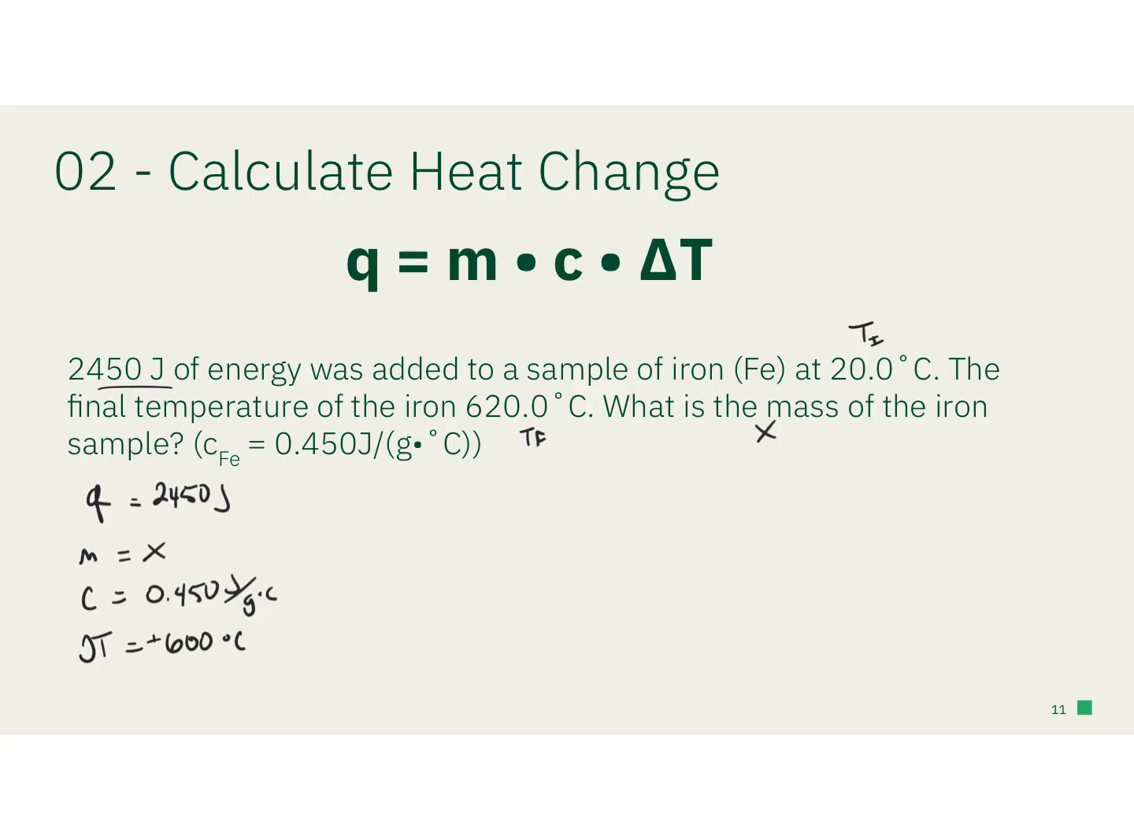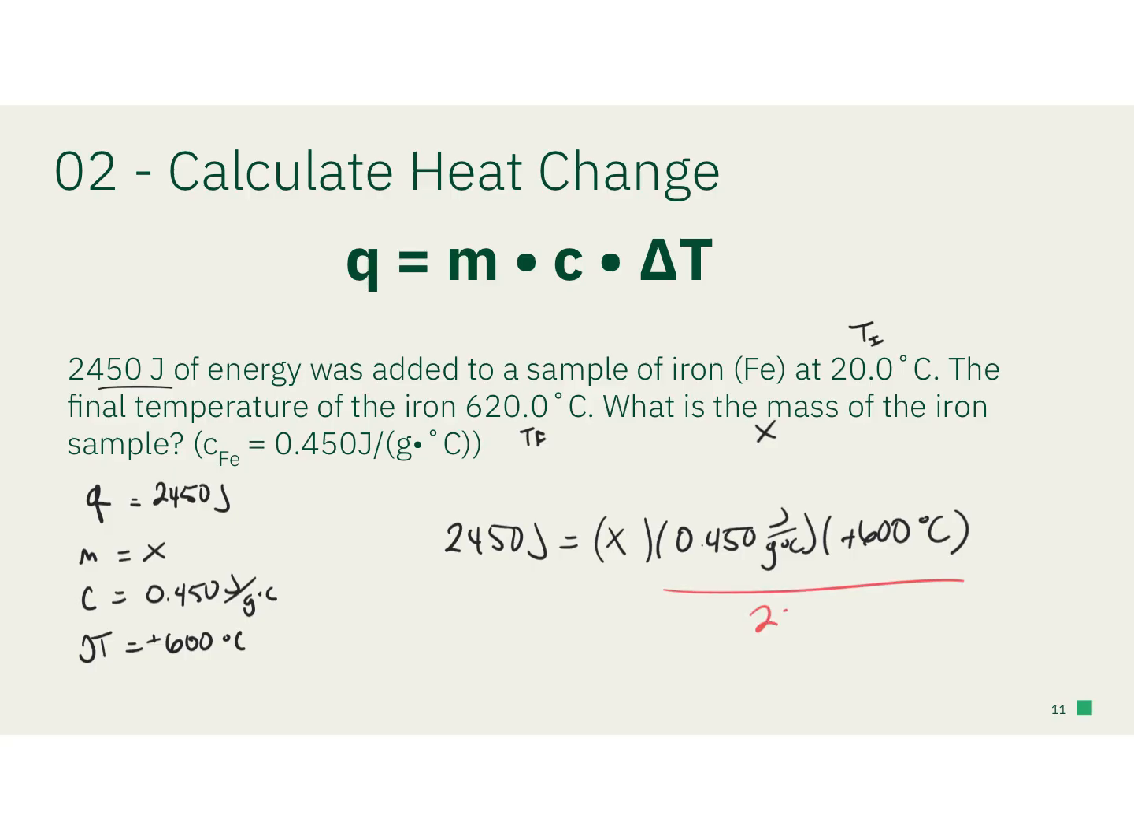Now all I need to do is take these numbers and plug them into this equation and solve for the missing number. So I'll have 2450 joules is equal to X times 0.450 joule per gram degrees Celsius times positive 600 degrees Celsius. Now if I take 0.450 multiplied by 600, I get a number of 270. I'm going to divide that onto both sides.